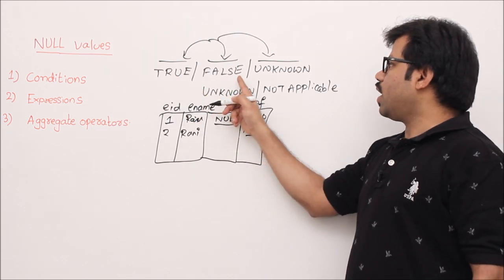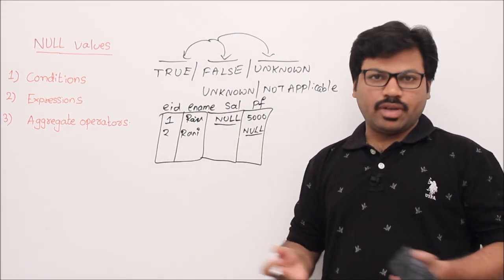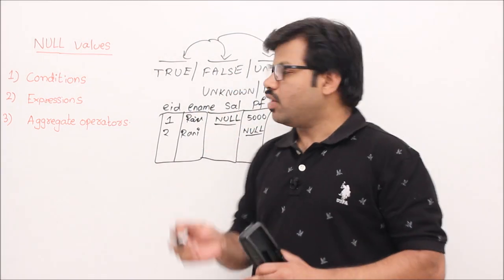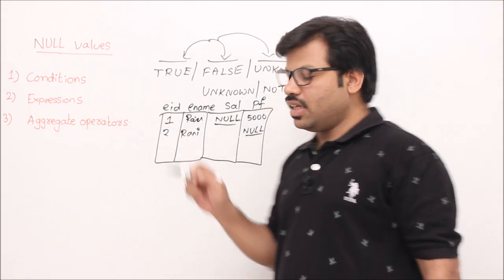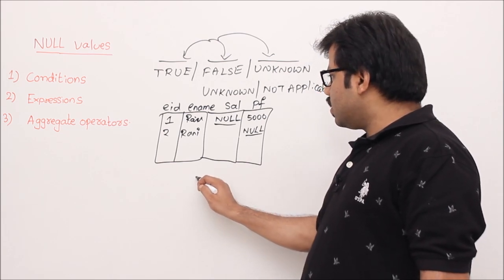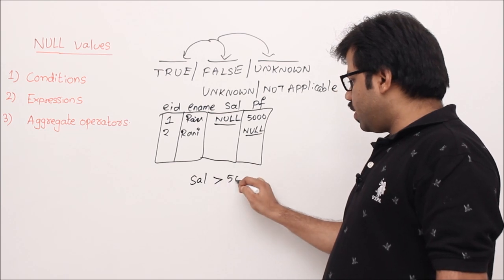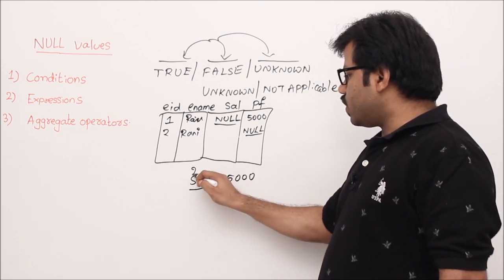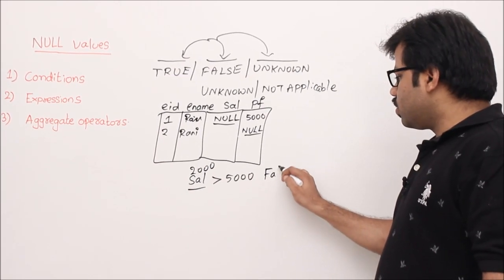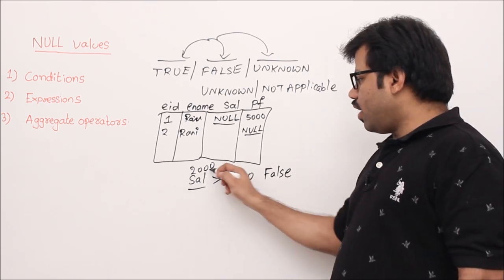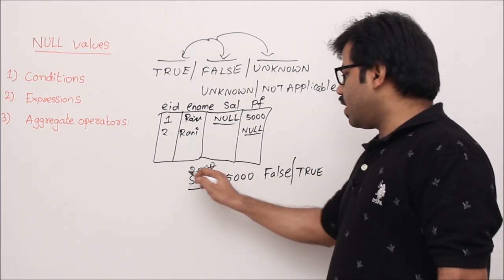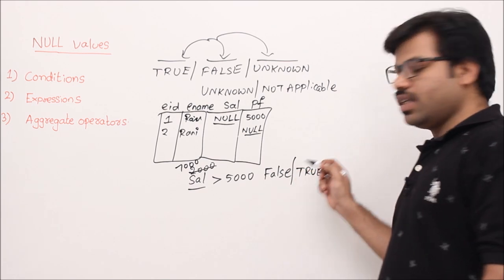True sometimes, false sometimes, unknown sometimes. We will see when your condition will become true, when false, and when unknown. Let's start with some simple conditions. For example, you have a condition like this: salary greater than 5,000. If the salary is 2000, then you know that 2000 greater than 5000 evaluates to false, correct? It's not a big deal. If this value is 7000, we know that the logical element is true, correct? So when salary is 7000, 7000 greater than 5000 is true.